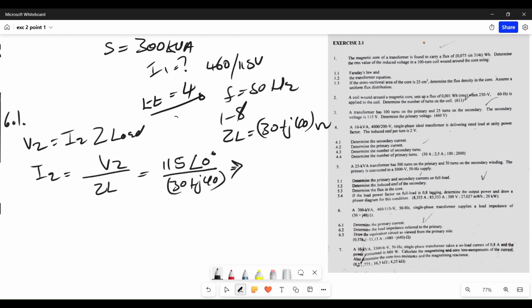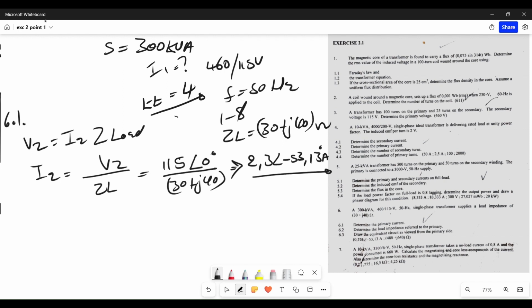Gosh, it's taking long. 30 plus. Okay, I'm getting... how much is this? 2.3 angle minus 53.13 amperes. This is what I'm getting.